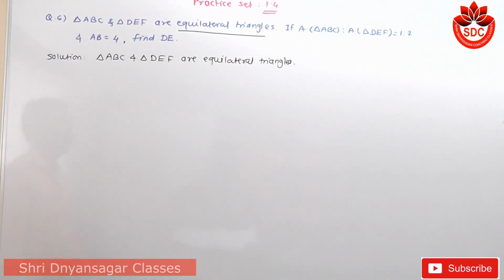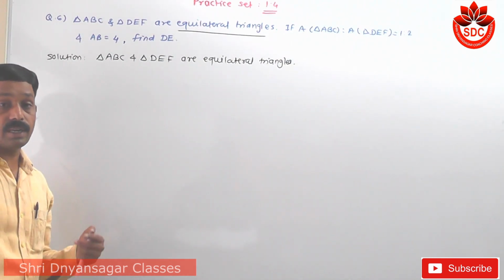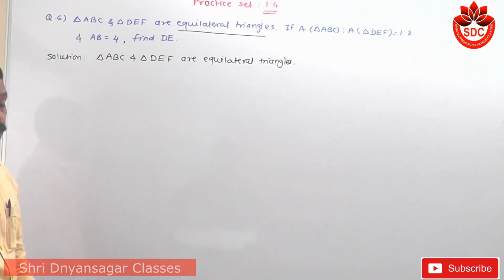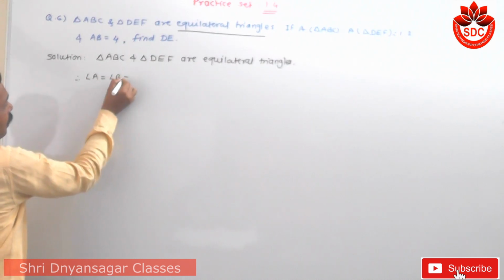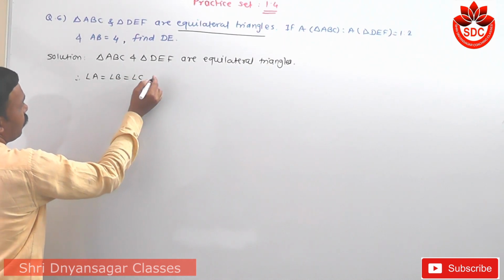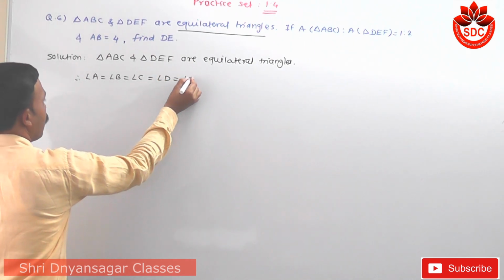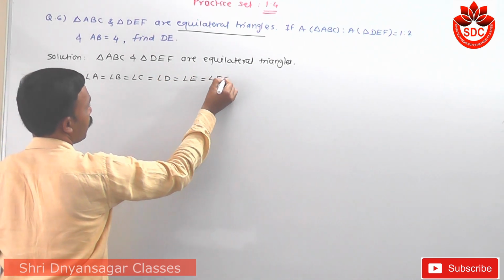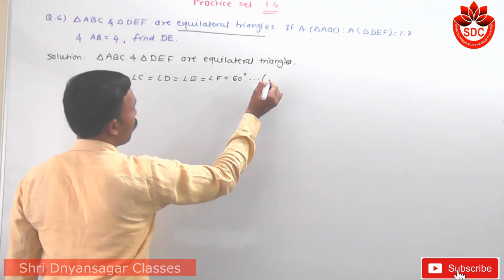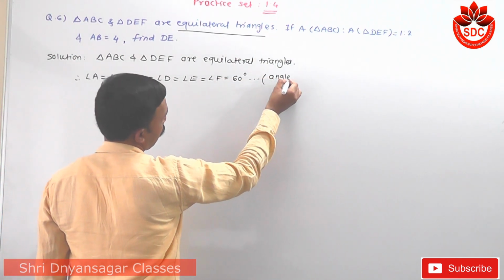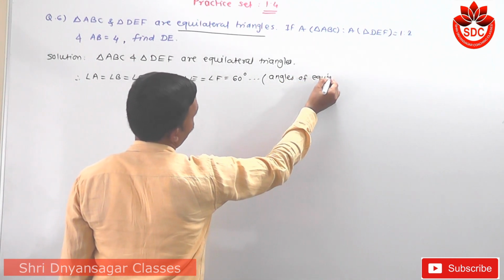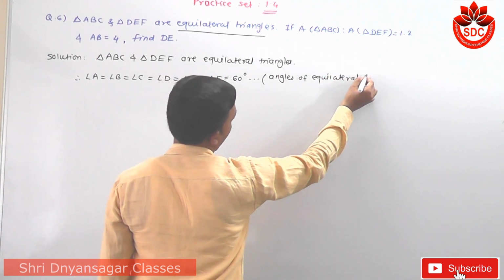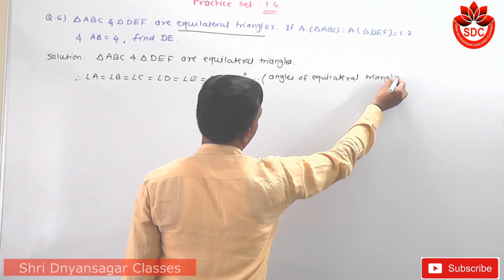This is our given. All of you know that if these are equilateral triangles, then all angles of an equilateral triangle are equal, having measure 60 degrees. So I have to take here, therefore angle A is equal to angle B is equal to angle C is equal to angle D is equal to angle E is equal to angle F is equal to 60 degrees, because of the angles of an equilateral triangle.